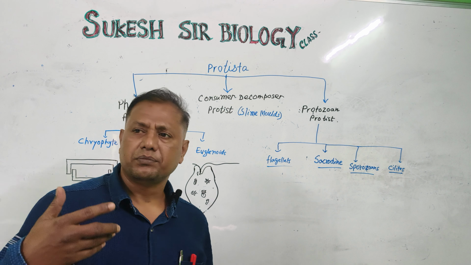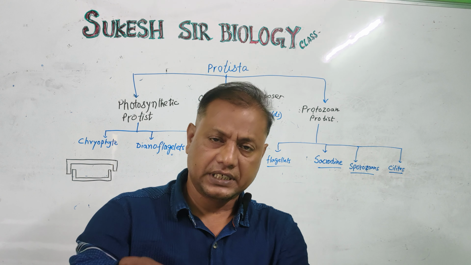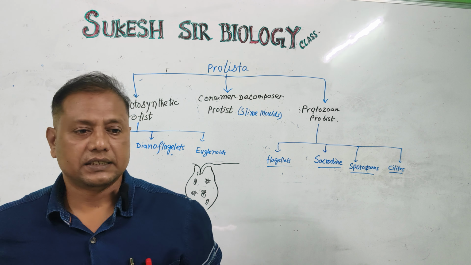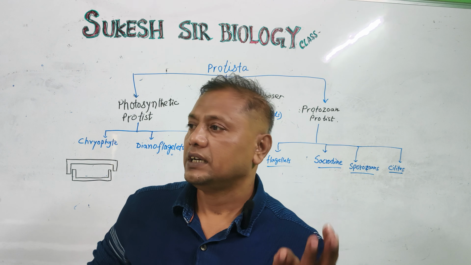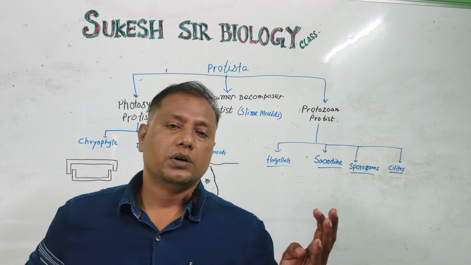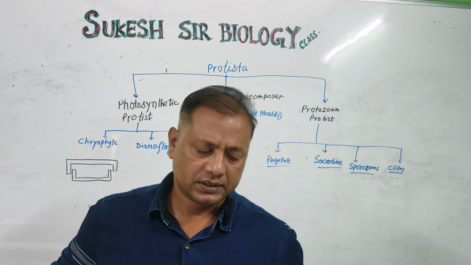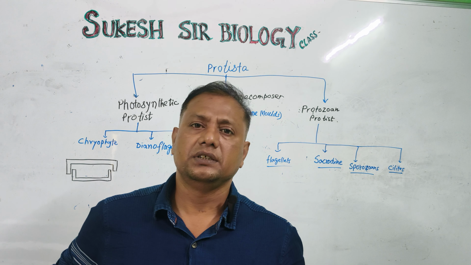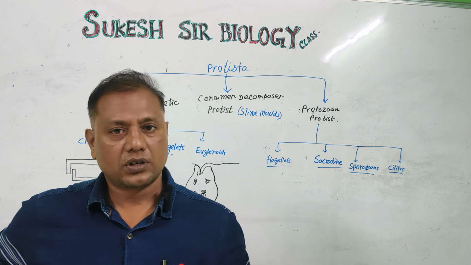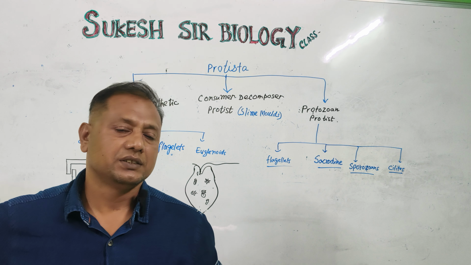In the Protista kingdom, there are many organisms. We have to study many characteristic features of Protista. So what are the features you have to study? First of all, Protista are unicellular eukaryotic. Number two, Protista have many kinds of nutrition, starting from autotrophic, heterotrophic, parasitic, and saprophytic types of nutrition.